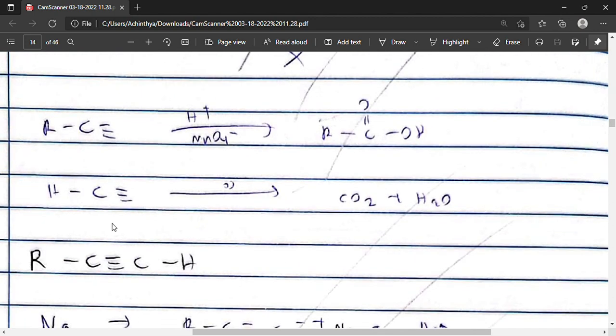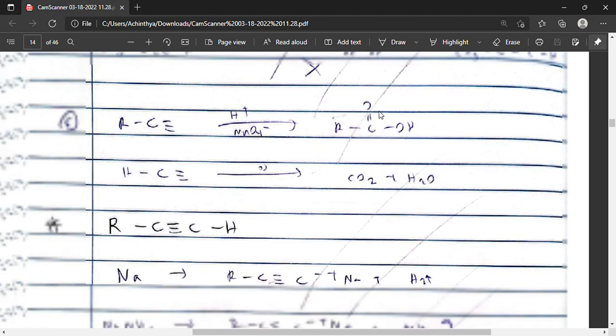If we have a terminal alkyne as so, and we oxidize it under acidic conditions, we get carbon dioxide and water. But if we have an alkyl group bound to a carbon adjoining one end of the triple bond, that part will be converted into a carboxylic acid, as shown over here.